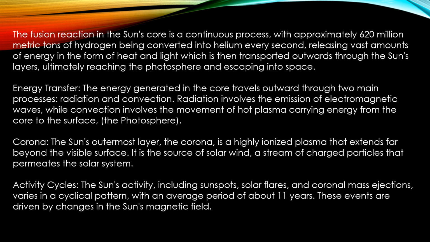The corona. The Sun's outermost layer, the corona, is a highly ionized plasma that extends far beyond the visible surface. It is the source of solar wind, a stream of charged particles that permeates the solar system. Activity cycles. The Sun's activity, including sunspots, solar flares and coronal mass ejections, varies in a cyclical pattern, with an average period of about 11 years. These events are driven by changes in the Sun's magnetic field.